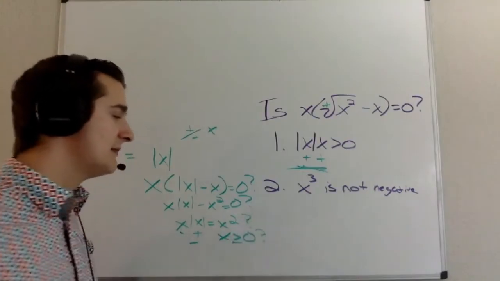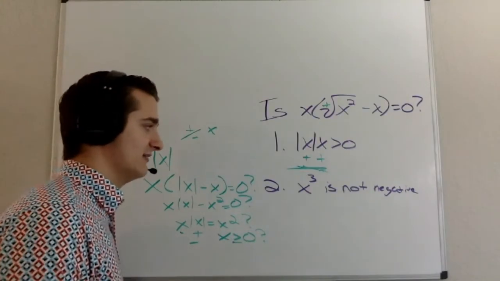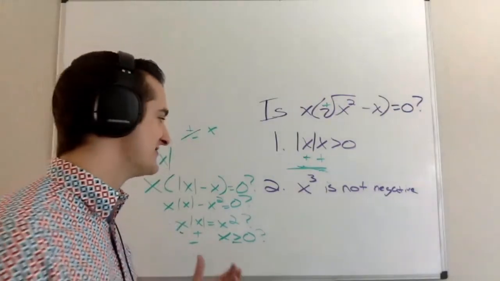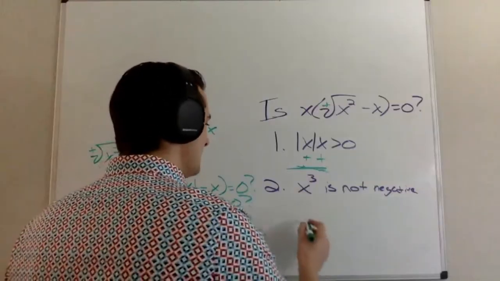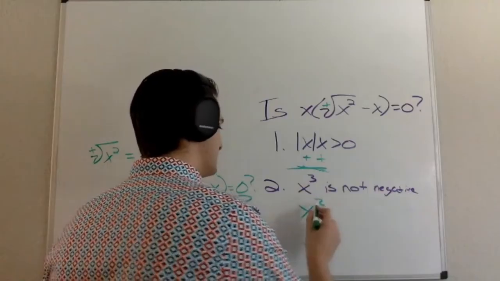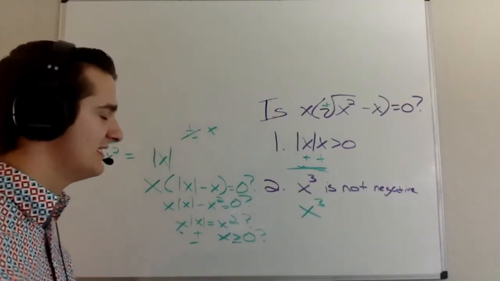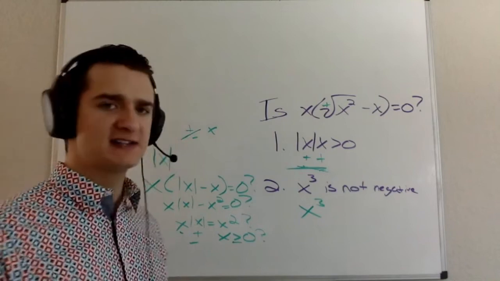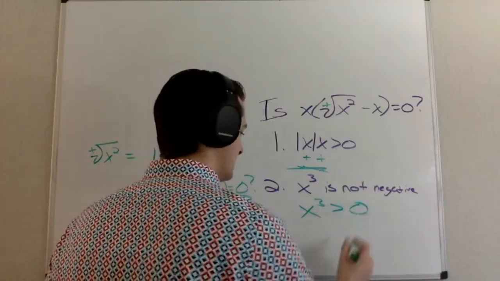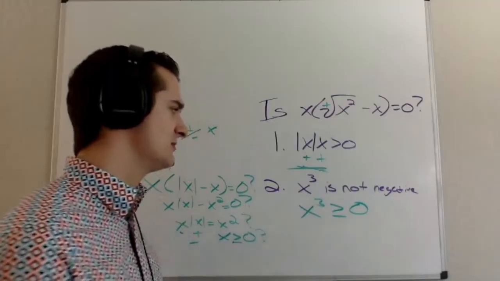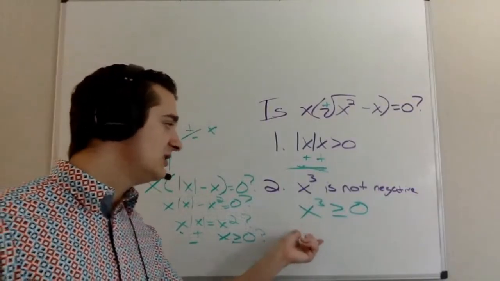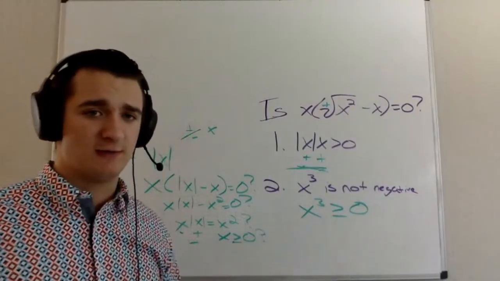With statement 2, I'm told that x cubed is not negative. Now, this is typical GMAT language. It's just seemingly very confusing, but x cubed is not negative, right? So what that tells me then is that x cubed is positive, or I also want to remember the instance in which x cubed could also be equal to 0, because 0 is not negative. So what that tells me then is that x cubed is greater than or equal to 0.